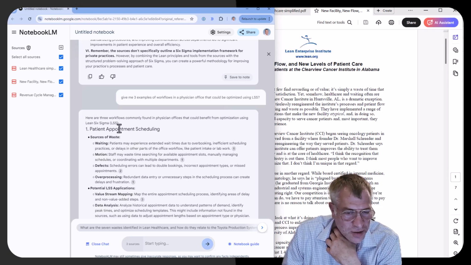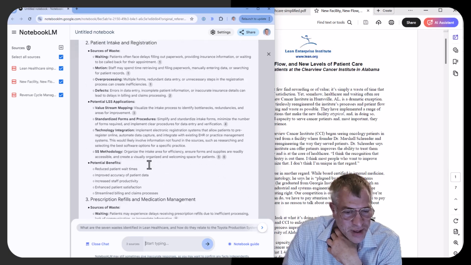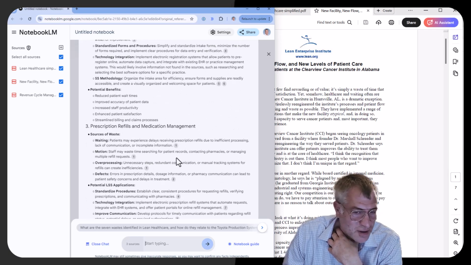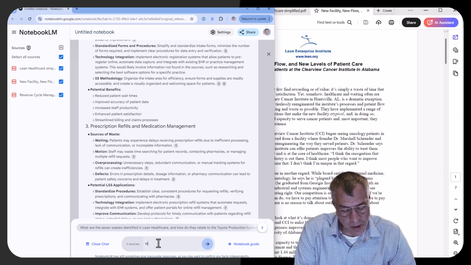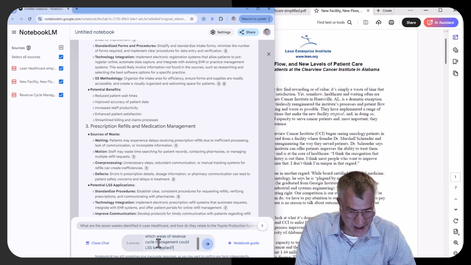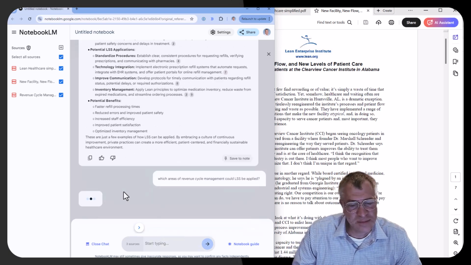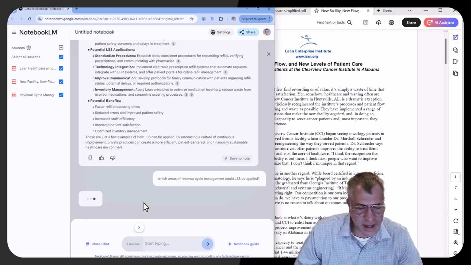So here it showed you could apply this to patient appointment scheduling, patient intake and registration, and prescription refills and medication management. That's very cool. What about which areas of revenue cycle management could LSS be applied? And I already have another question.